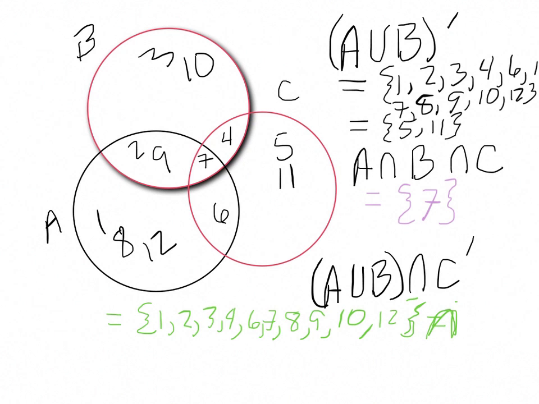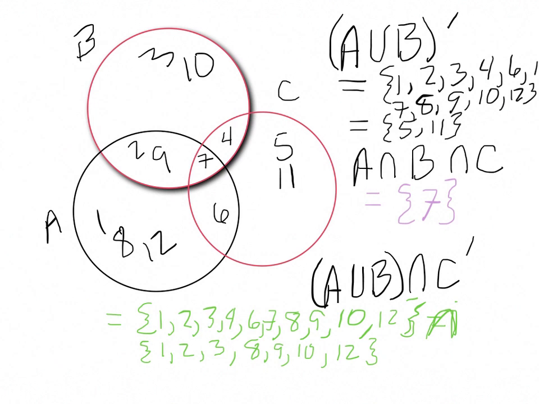So we want to intersect that with C complement, which is going to be the elements 1, 2, 3, 8, 9, 10, and 12, because all the other elements are in C. 4, 5, 6, 7, 11 are in C. And so what's the intersection between these two sets?